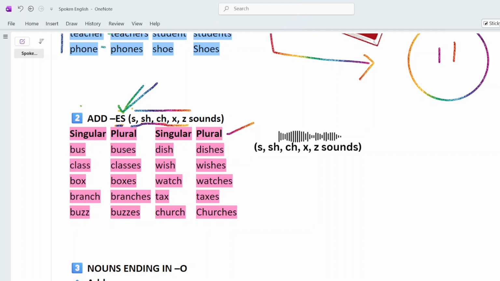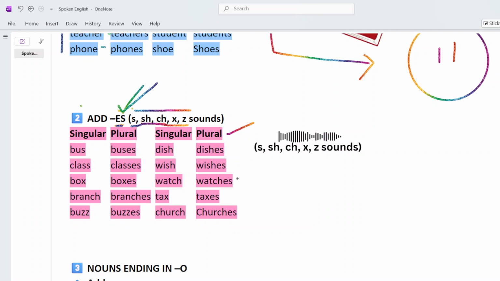That is bus, buses, class, classes, box. See the x sound. So box, boxes, branch, ch sound. So branches, buzz, buzzes. All right, dish, the sh sound. So dishes, wish, the sh sound. So wishes, watch, ch sound.